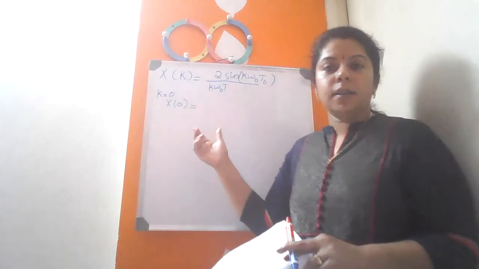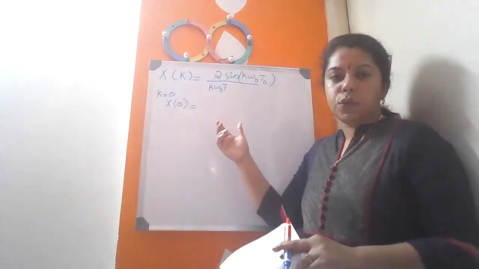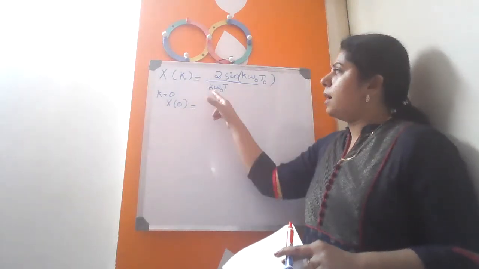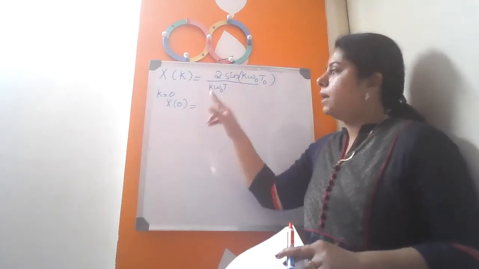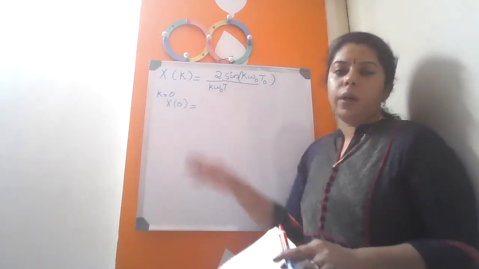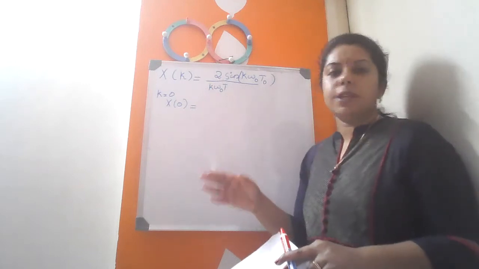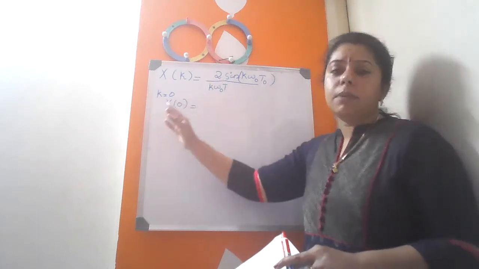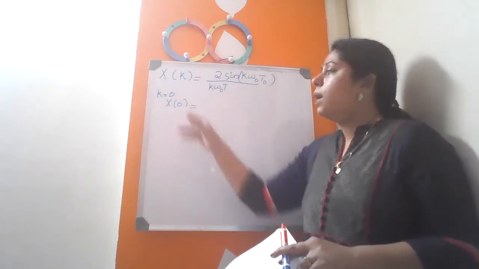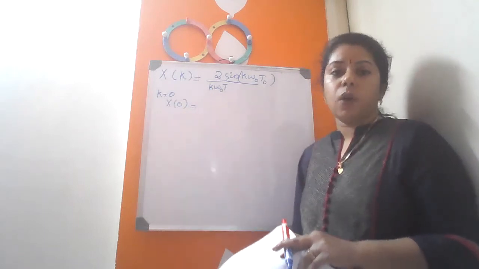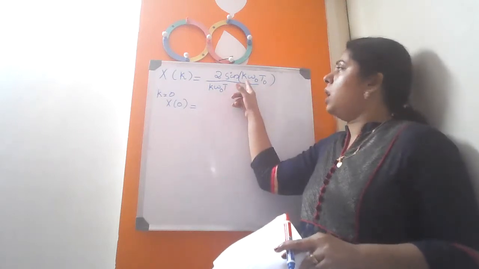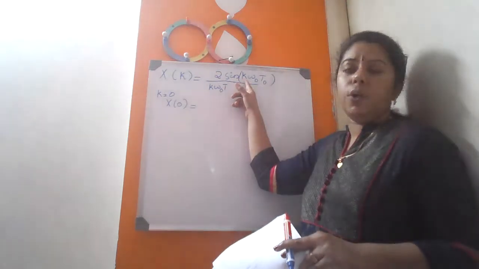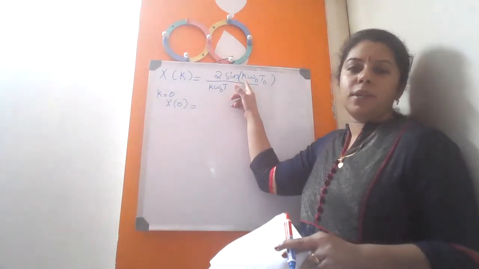So let us start the calculation for amplitude spectra and phase spectra. I'm just starting with the same equation, whatever we got from the integral. Before going for the calculation of amplitude and phase, first let me substitute k equal to 0 and find out x of 0. Why are we doing that? If you directly substitute k equal to 0 here, you will get sine 0, which is equal to 0.